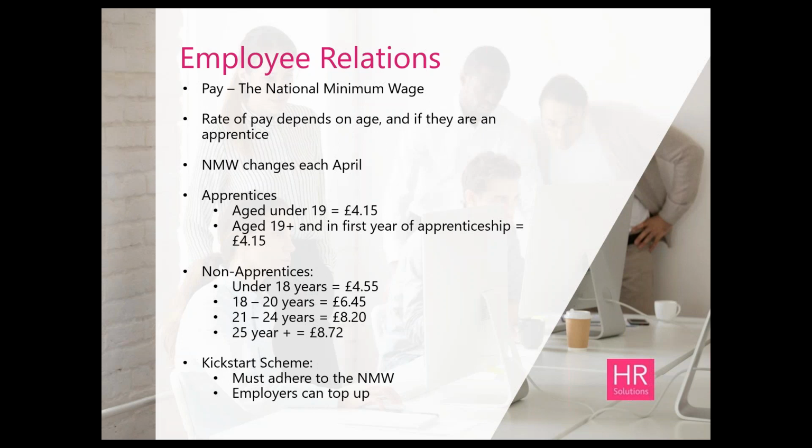And just for clarity, this is the current rate. Where you employ apprentices, if they're aged under 19, or if they're 19 plus but in their first year of apprenticeship, then their hourly rate is £4.15. For non-apprentices under the age of 18, it's £4.55, 18 to 20 is £6.45, and 21 to 24 is £8.20, with it then going up to £8.72 for everybody over the age of 25. Now, with the announcement of the Kickstart scheme, it's been confirmed that employers must adhere to the national minimum wage if they place an employee under the scheme. However, employers can top up if they wish.